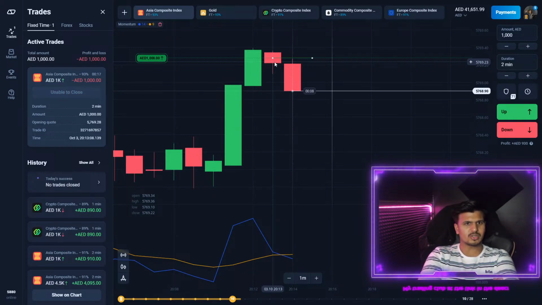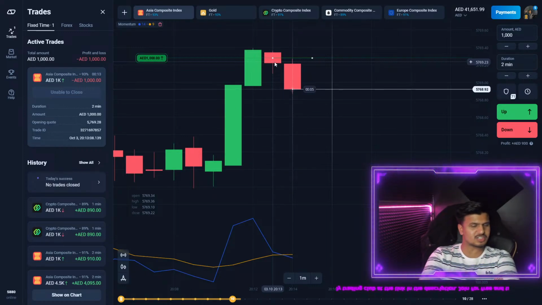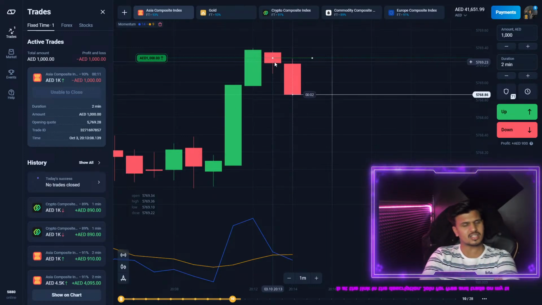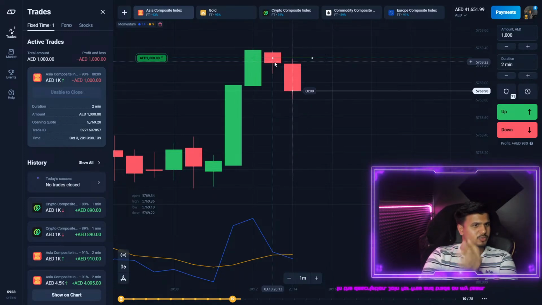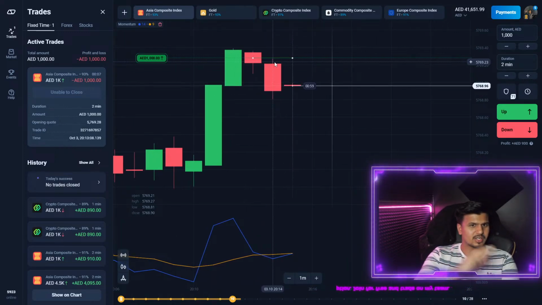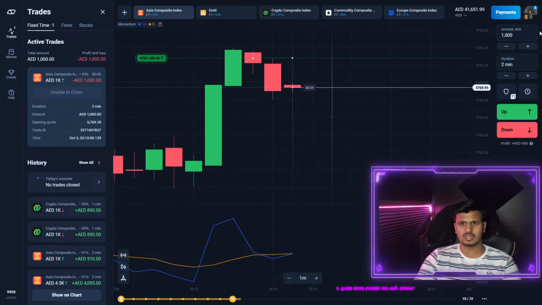Well, guys, this is going to be a loss now because at the end time, every Japanese candlestick changes direction in the last 10 seconds. It was very close to our trade line, but it suddenly fell back to the downside. So this is going to be a loss. The first trade is going to be a loss.